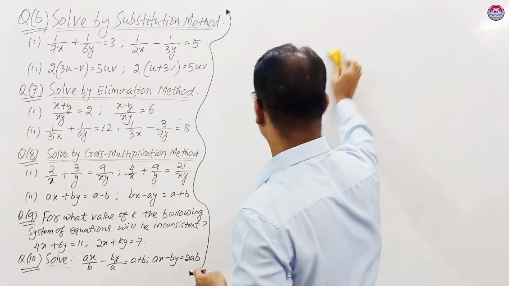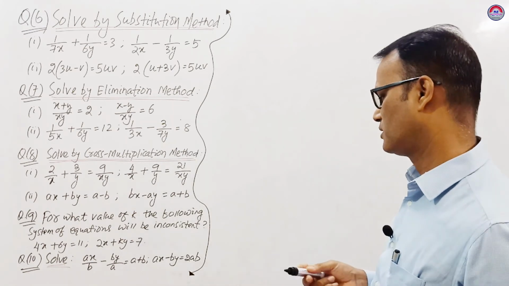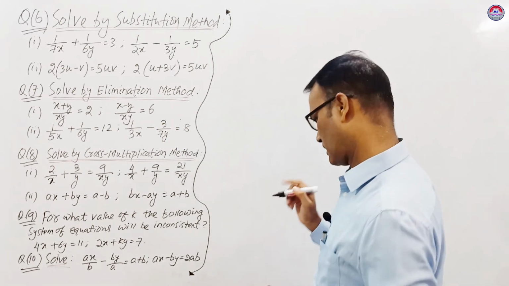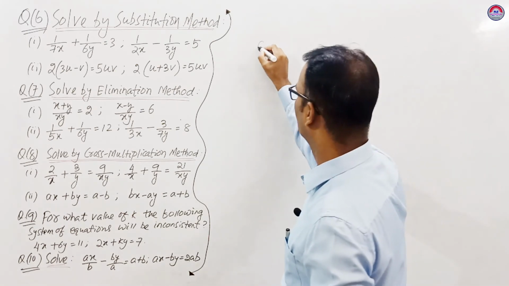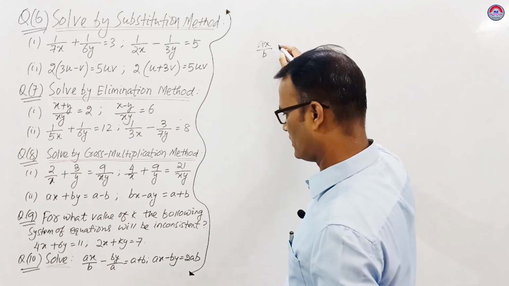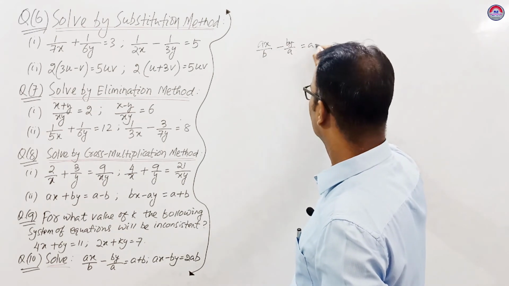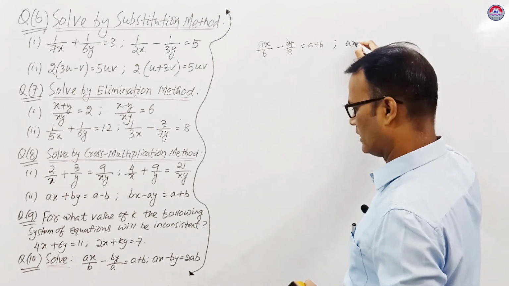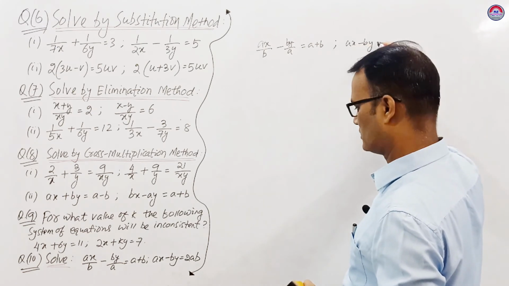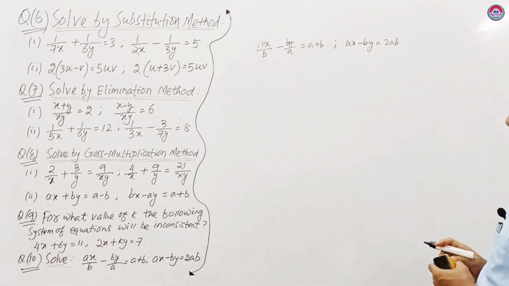Number 10. Solve: x by b minus y by a equal to a plus b, and the second equation is ax minus by equal to 2ab. Solve means you can use any method.